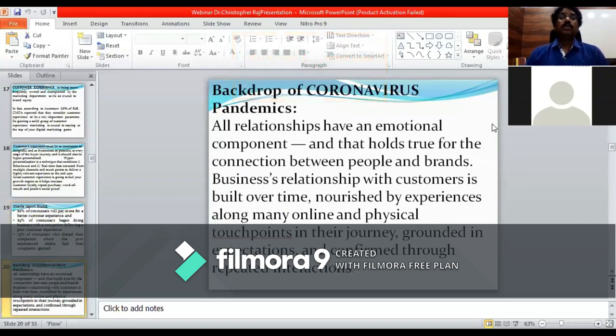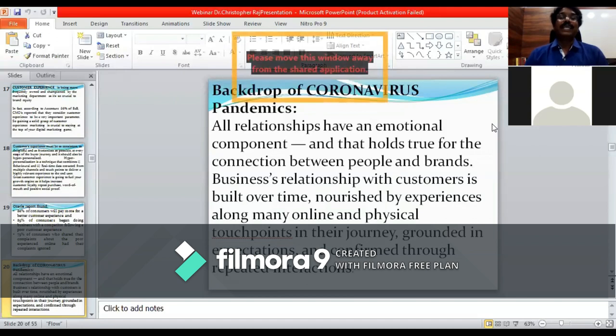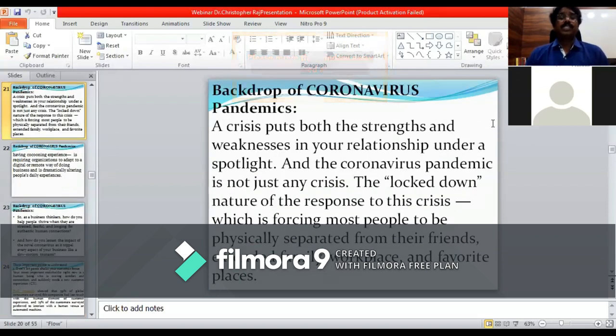Against the backdrop of the coronavirus pandemic, all relationships have an emotional component, and that holds true for connections between people and brands. A business relationship with customers is built over time, nourished by experiences along many online and physical touch points in the journey, grounded in expectation, confirmed through repeated interactions. A crisis puts both strength and weakness in your relationship under a spotlight.